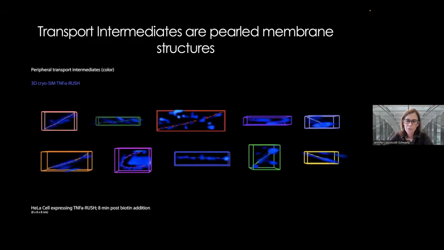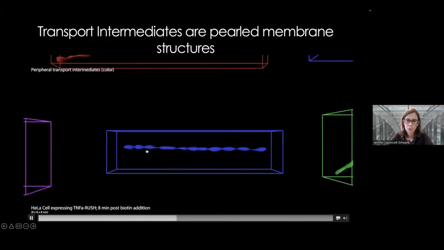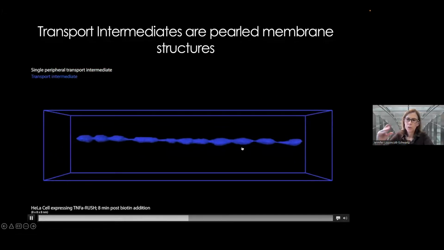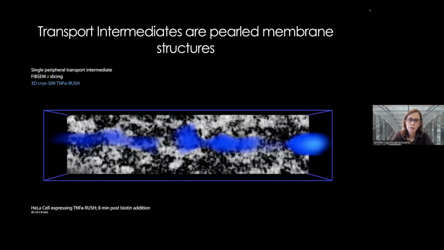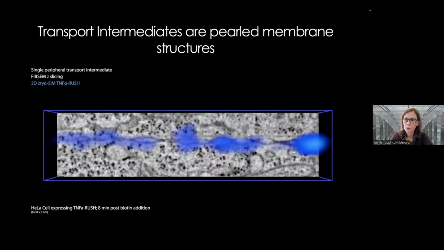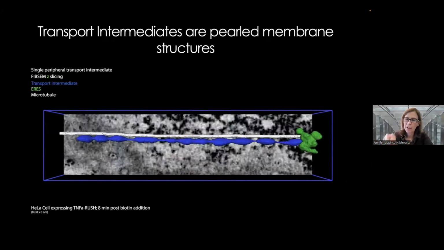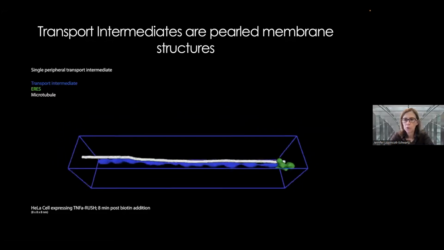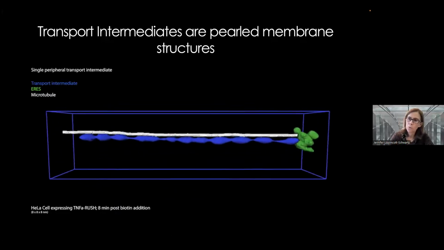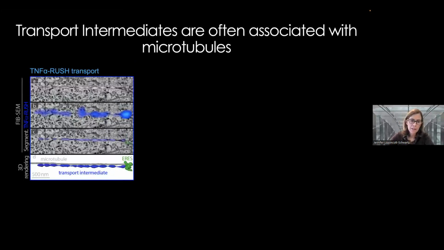They're basically long pearled membrane tubules. We're going to zoom in on one of these right here. So here's one of these pearled membrane tubules that we can see, with the TNF-alpha SIM (structured illumination microscopy) image superimposed on top of it. So we know it's got cargo. And moreover, this pearled tube connects to an ER exit site.